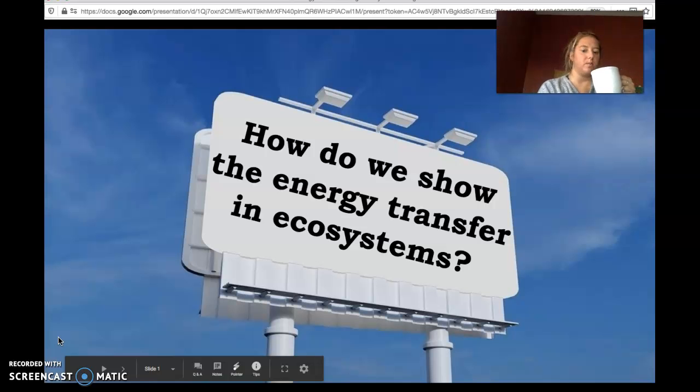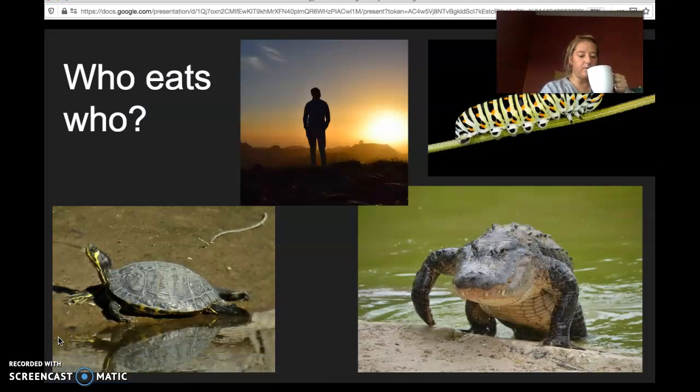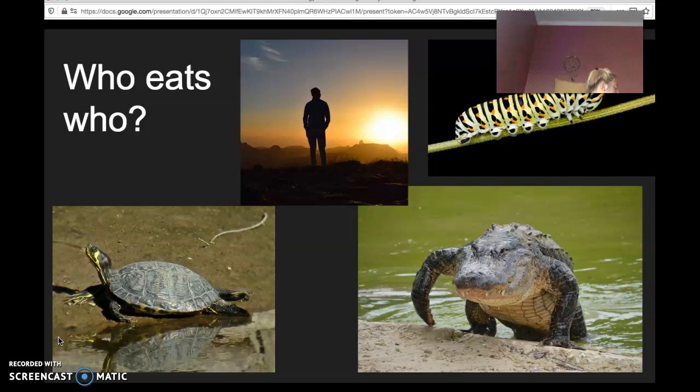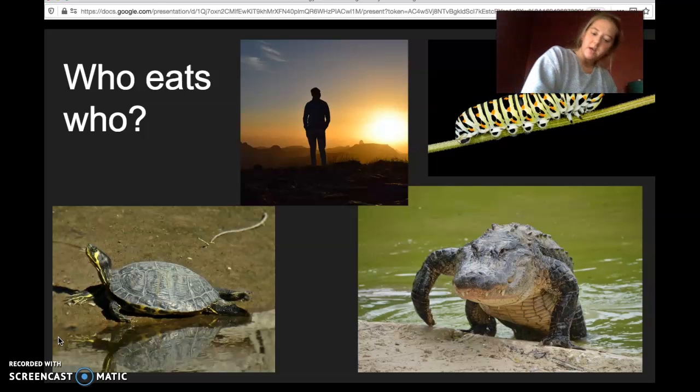We're going to address food energy pyramids in their own lecture tomorrow. So for my first bell ringer question, you can write this in the bell ringer section. I want you to identify who eats who in this picture here. Pause the video and write down your answers. I've got a picture of a caterpillar. There's a human on there, an alligator, and a yellow belly slider.